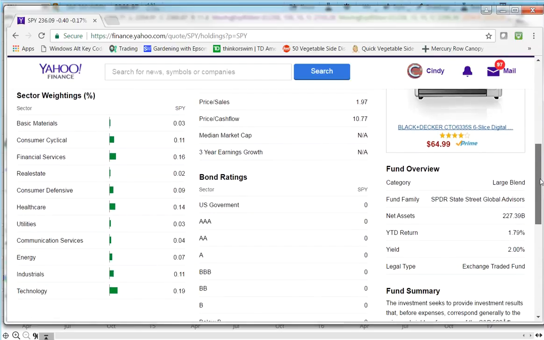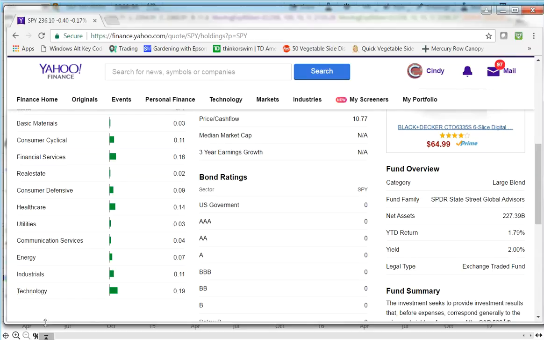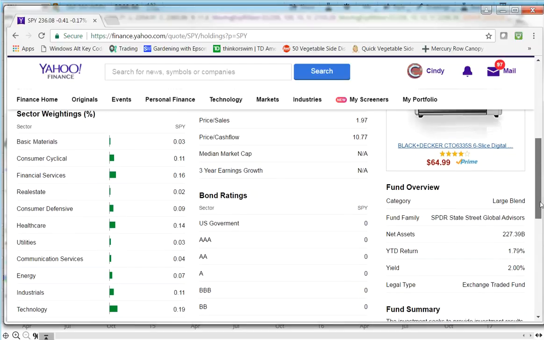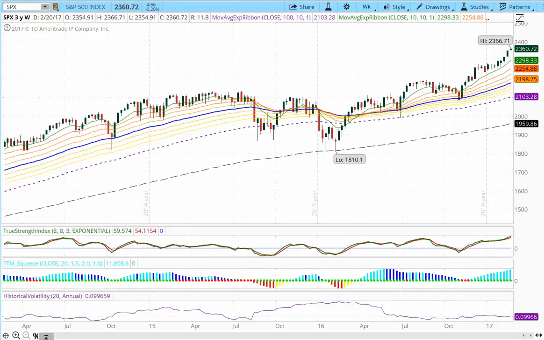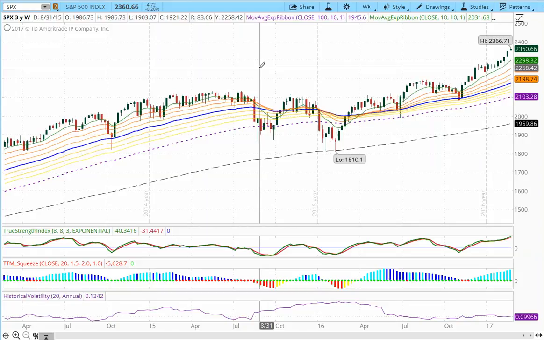You can go through and actually look at each individual company as well, but for right now what I'm just showing you is a breakdown of the sectors. So as you can see right now, the S&P 500 is the heaviest represented in technology. So that would be Apple and Google are a couple of examples that are in the S&P 500. Okay, so that is how you can look up what is in the S&P 500.